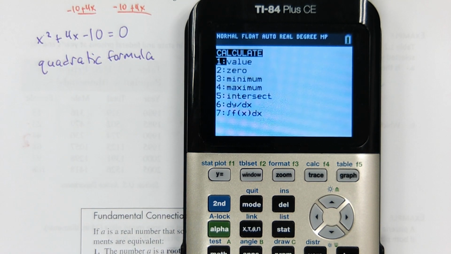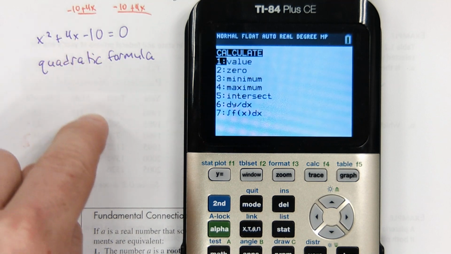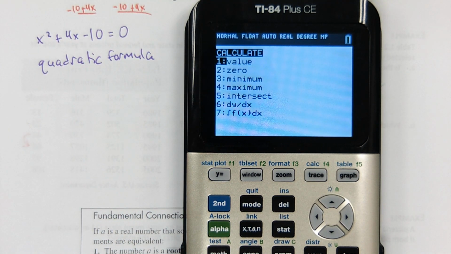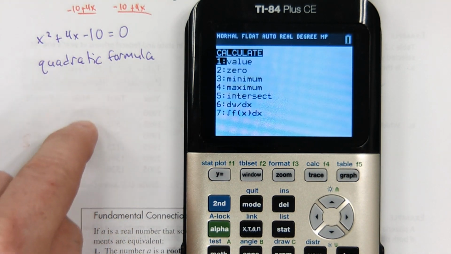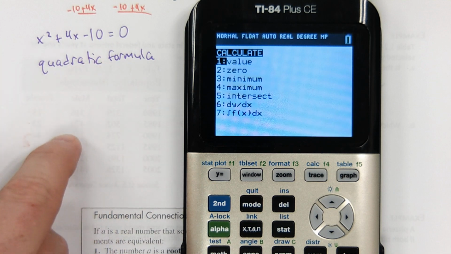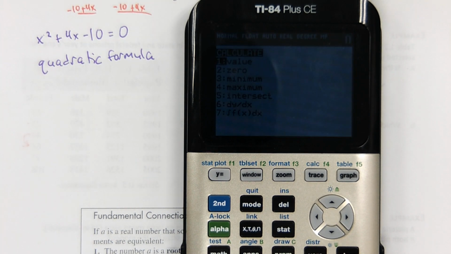Number 3, minimum is going to find the bottom of a bump. Anytime you have a spaghetti-shaped graph, it'll give you a minimum value, the bottom of a valley. A maximum will give you the top of a bump. So if you have a spaghetti graph, it'll tell you where the bump happens, the x, and what the value is, the y. But my absolute favorite thing in this menu is option number 5, intersect. It's literally where do two graphs intersect. So you don't have to scroll down. You could just hit the number 5.